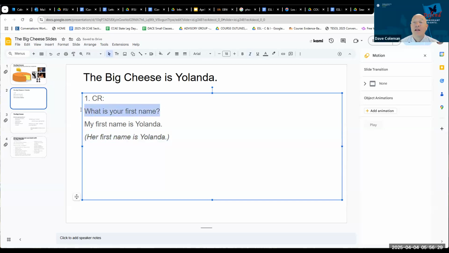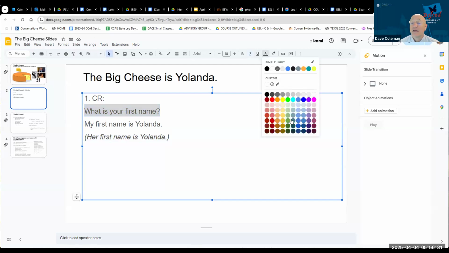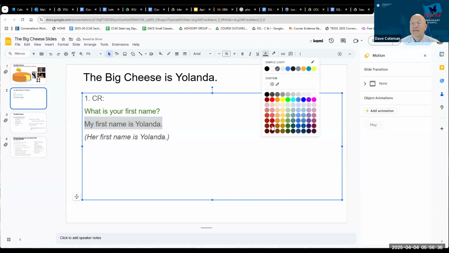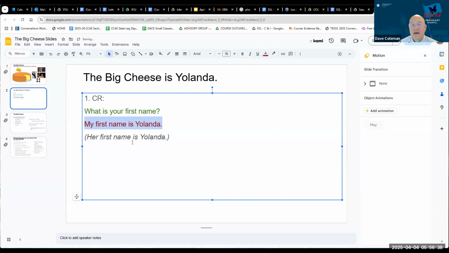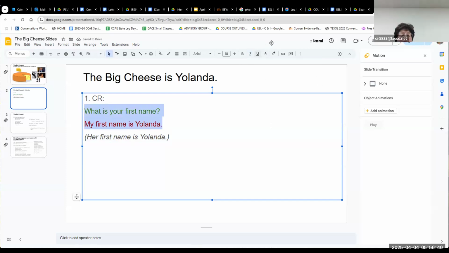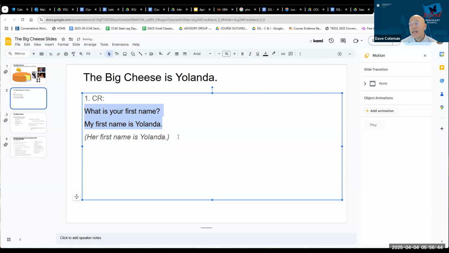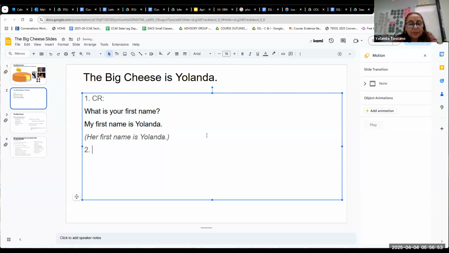But I do like color coding questions in green for go, and red for stop for answers. That's something you can do, but you don't have to. Ultimately you're going to use color coding later for different parts of speech and different grammar and different punctuation. So I'm going to pretend that, okay, Yolanda, you ask questions. Questions. Question. What's your question, Dave?